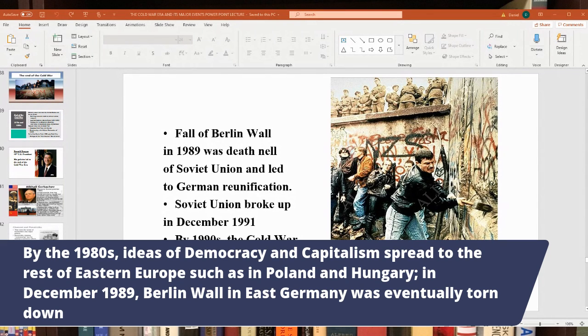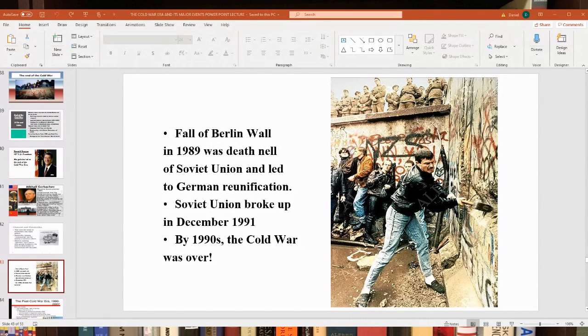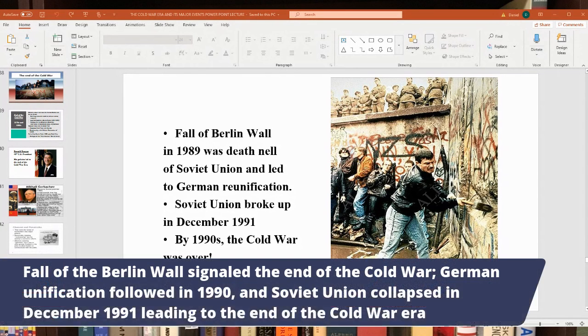And so by 1989, they think that's when the Cold War really started to end, with the Berlin Wall being torn down. It was torn down between 1989 and 1990. And so that really is one of the main things that was the catalyst that led to the end of the Cold War. The fall of the Berlin Wall really signaled that more or less.